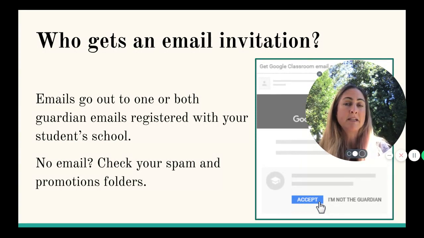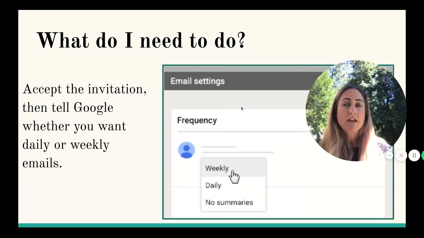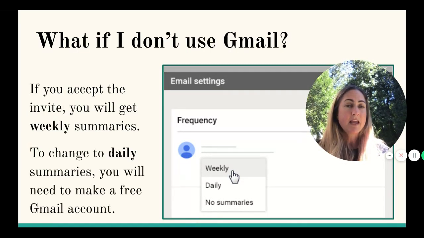If you don't get it, please check your spam and promotions folders, as everyone who is registered as a guardian for their student should get these invitations. You need to accept the invitation, then tell Google whether you want daily or weekly emails. This is something you'll be able to change if you'd like to go from daily to weekly. If you don't use Gmail, you will automatically get weekly summaries. If you would like to change that to daily summaries, you will need to make a free Gmail account.